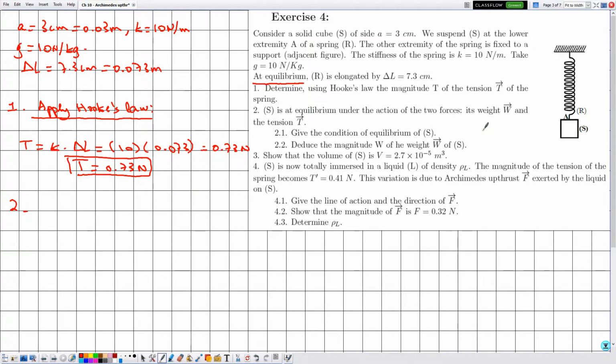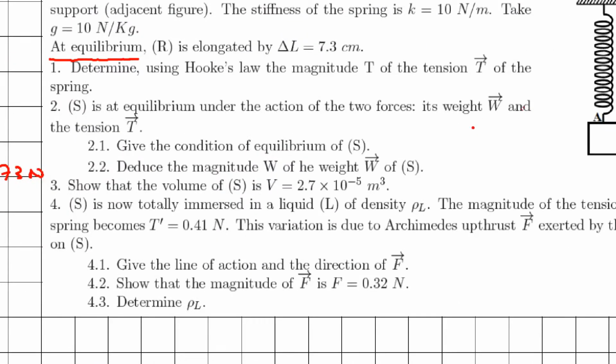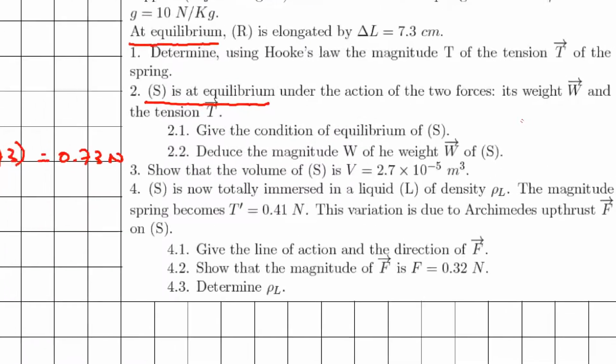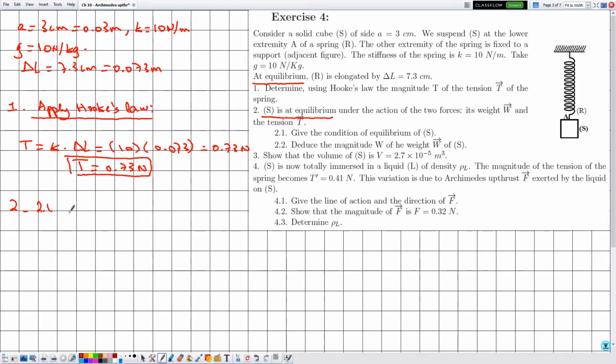And now in number 2, S is at equilibrium under the action of two forces, its weight W and the tension T. This is important. 2.1, give the condition of the equilibrium of S. So always we start by writing the title: at equilibrium.